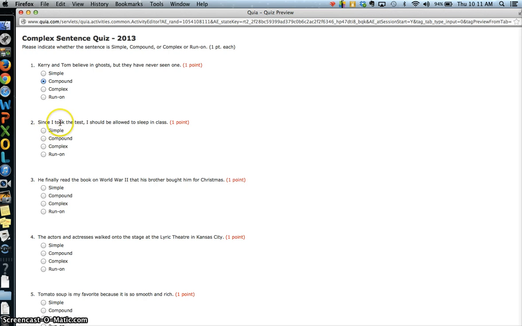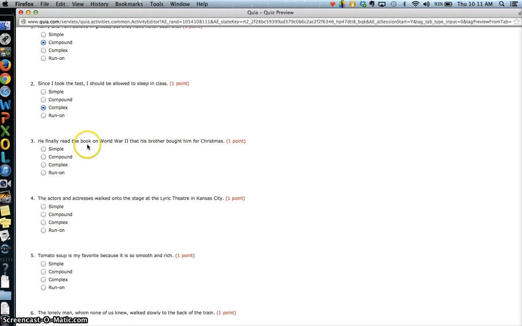Number two, since I took the test. I took the test, complete idea. Since is a baby-making word, dependent clause, followed by a comma, which is what you would do if the dependent clause comes first, and then an independent clause, a complex sentence.